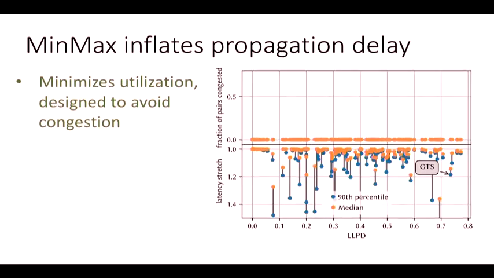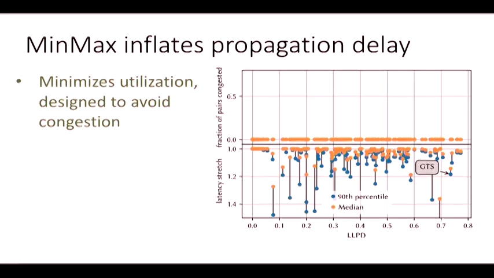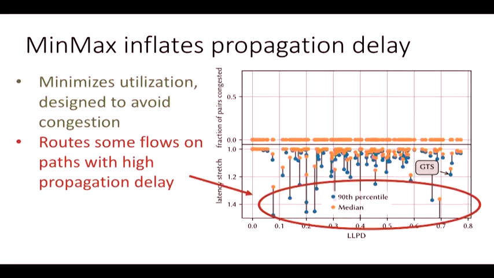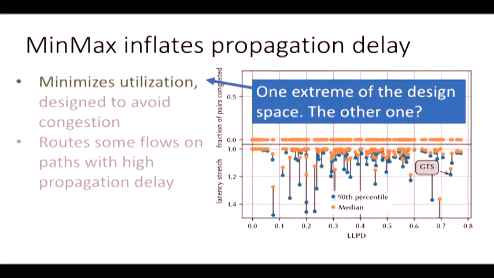So how does that do? Well, it does really well in avoiding congestion because it was designed to do that. However, note that it does route some flows on paths with very high propagation delay and basically high latency stretch, which is expected. Okay, so min-max is basically one extreme of the design space. Is there a different extreme? Is there another way of providing a solution that avoids congestion, but then doing something else?